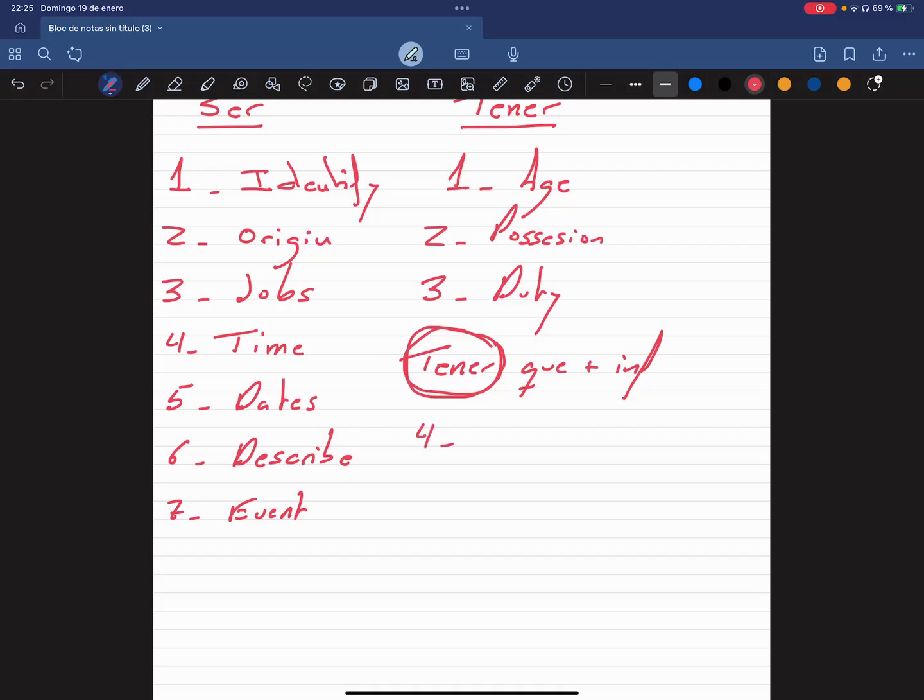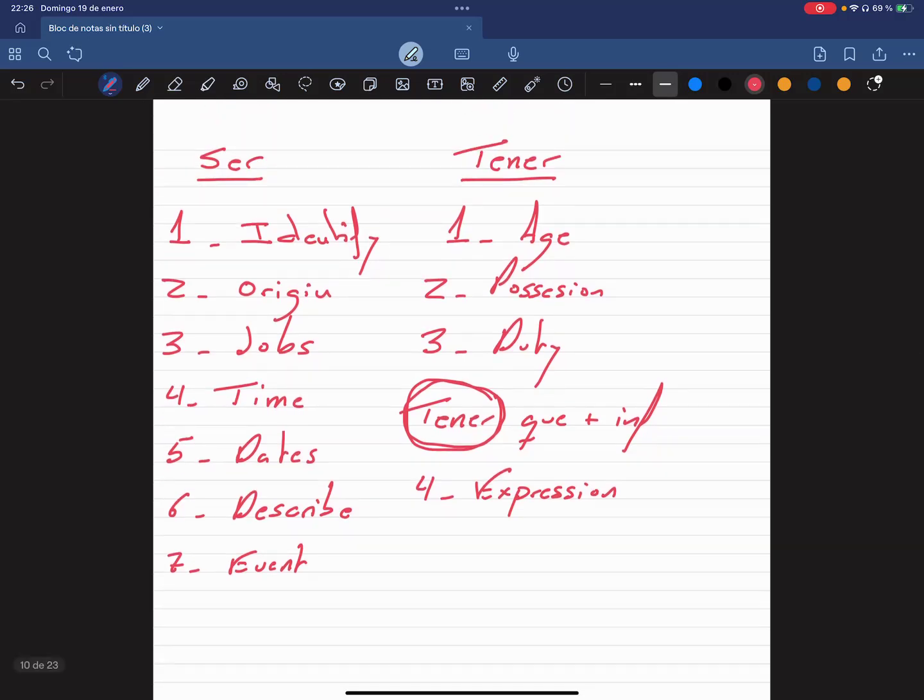And finally, we also use it for a few expressions that we say using the verb tener, but in English they are said differently. They are said with the verb to be or with some other verbs, such as I'm hungry, I'm thirsty, I'm jealous, I am afraid. All those things in Spanish are said with the verb tener. So we say things like I have hunger, I have fear, I have thirst. I know it sounds strange, that's how we do it.